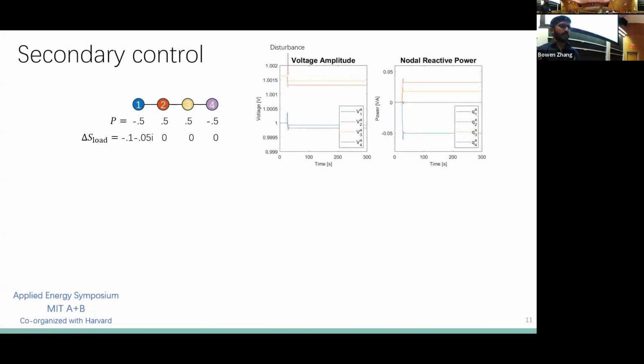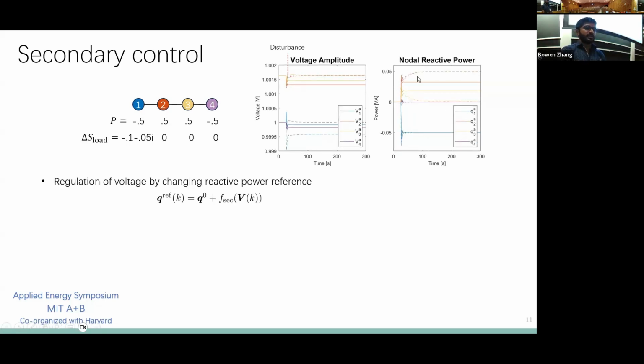And so for secondary control, the idea is that if you have a disturbance for the simple 4-node network, if you have a large increase in load at, say, node 1, that causes the voltages at the other nodes to deviate. And as a result, the reactive power also changes. But then by changing the reactive power set point at different nodes, we can restore the voltage back to the case without the disturbance. And so this is achieved by regulating the voltage by changing the reactive power reference.